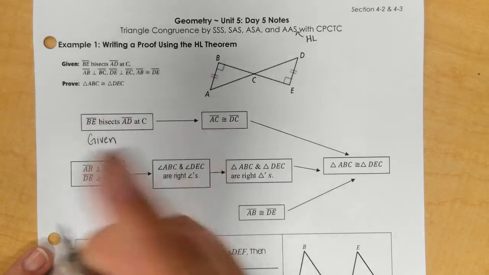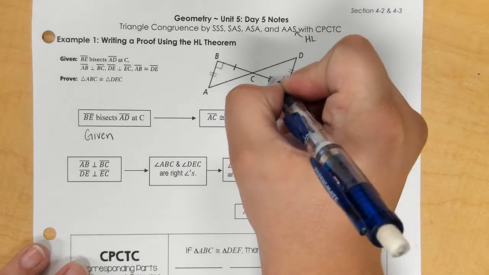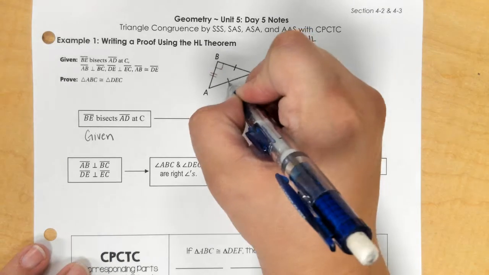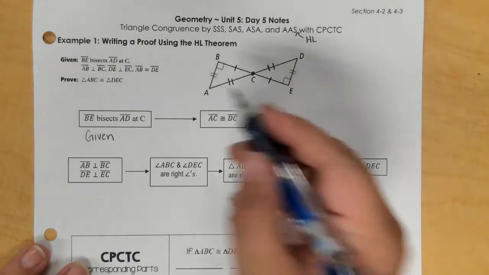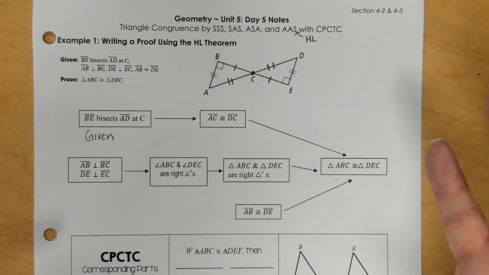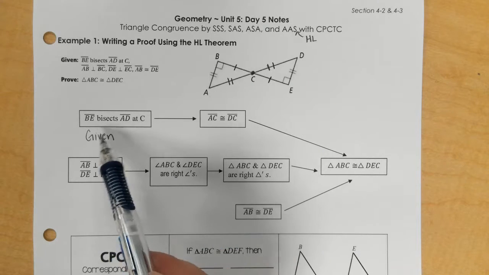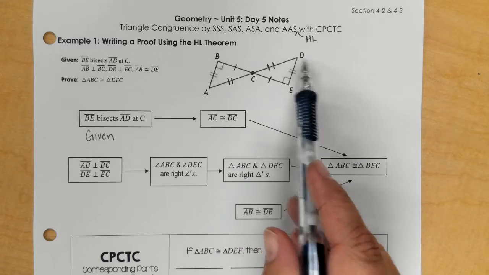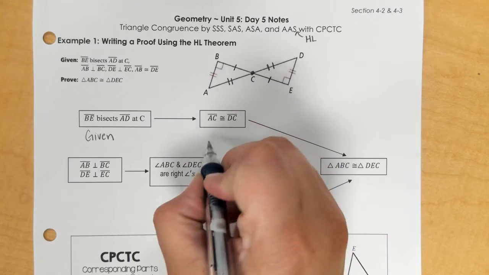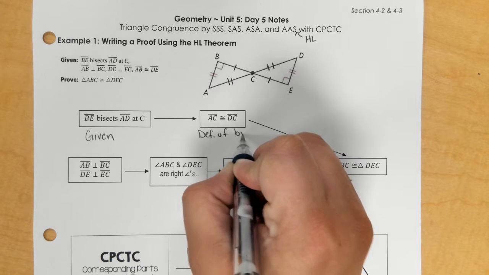And if that is given, then we know that this is congruent to this, and this is congruent to this one, because C is the midpoint of each one of those. It bisects it, it's the middle. Now, if that's the case, we just said AC is congruent to DC, and that was because of the definition of bisector.